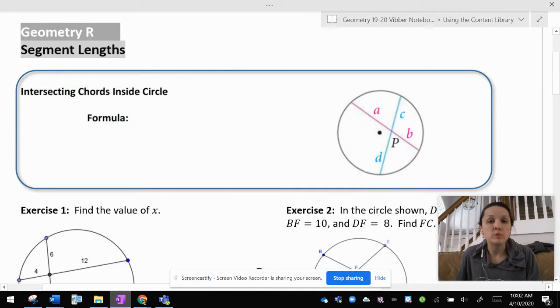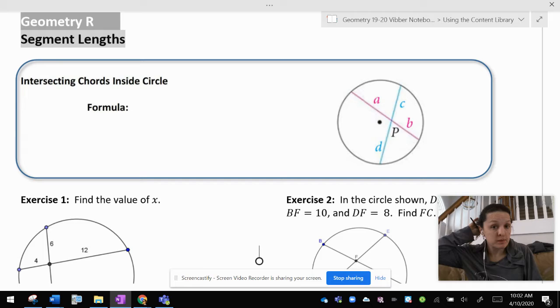Hello, and welcome to a quick crash course video in segment length rules for circles. So you should be looking on with this video and maybe a document called segment lengths. And we're going to talk about how long different pieces are inside or outside a circle.